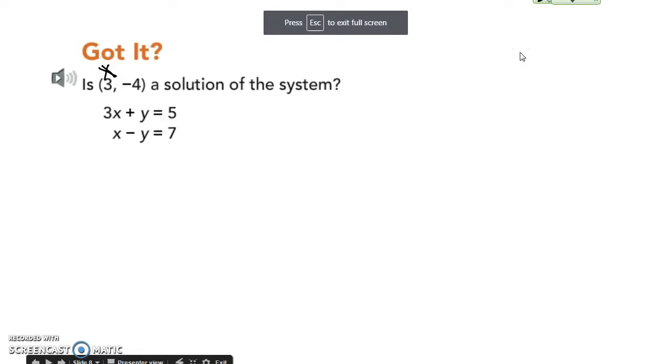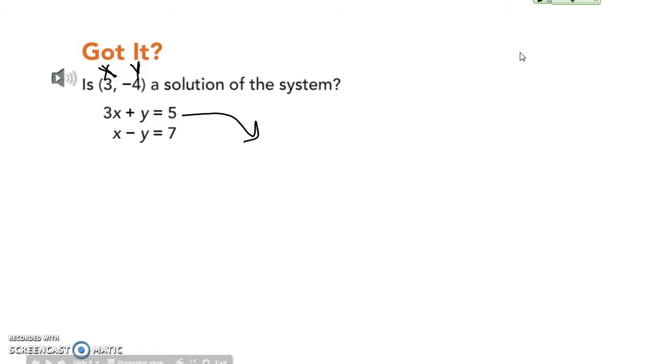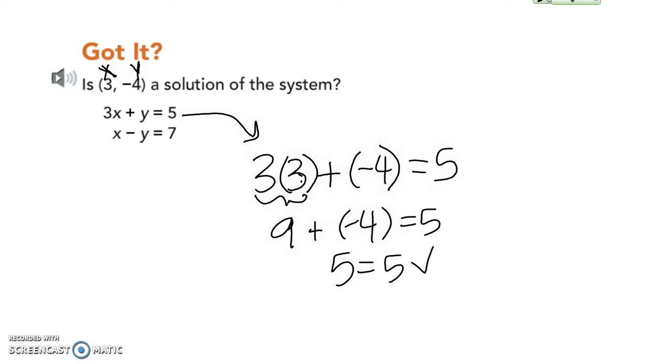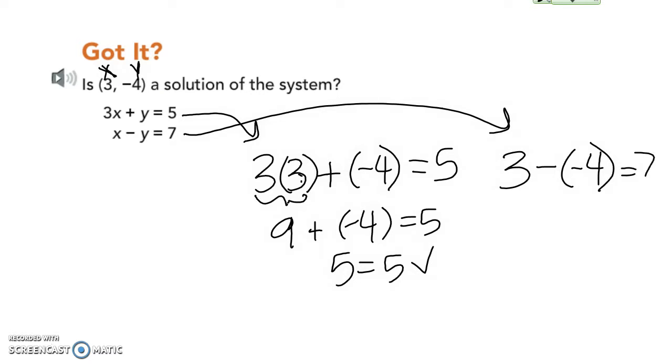So we're plugging in x and then y in the first equation. 3 times 3 plus negative 4 equals 5. 3 times 3 is 9. 9 plus negative 4 does equal 5, so that works. Try it in the second one. So coming over here, I would do 3 minus negative 4. And double negative, we can say plus a positive. 3 plus 4 does equal 7. So yes, this is a solution to the system of equations because it works in both of those equations in the system.